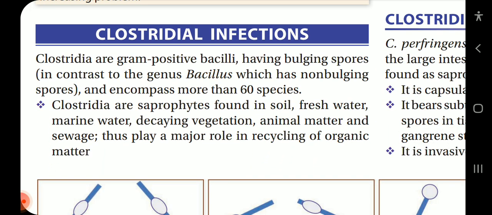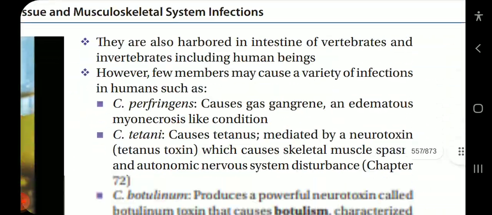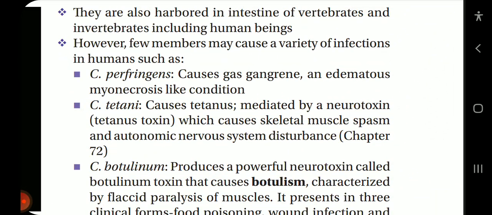Now coming on to Clostridial infections. Clostridia are gram-positive bacilli having bulging spores, in contrast to genus Bacillus which has non-bulging spores, and encompass more than 60 species. Clostridia are saprophytes found in soil, fresh water, marine water, decaying vegetation, animal matter and sewage, and thus play a major role in recycling of organic matter. They are also harbored in the intestine of vertebrates and invertebrates including human beings. However, few members may cause a variety of infections in humans, such as Clostridium perfringens, which causes gas gangrene and edematous myonecrosis-like conditions.